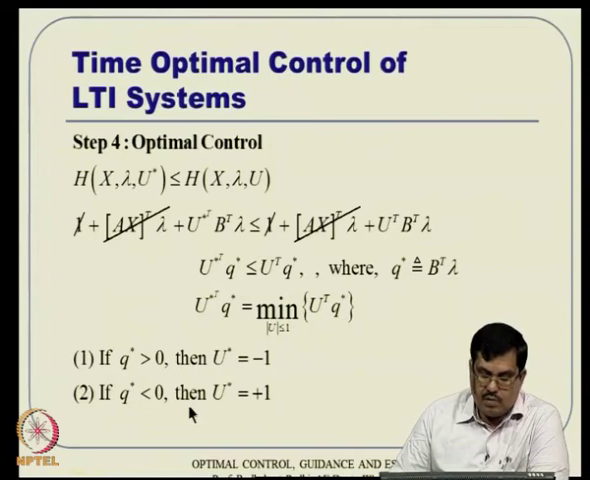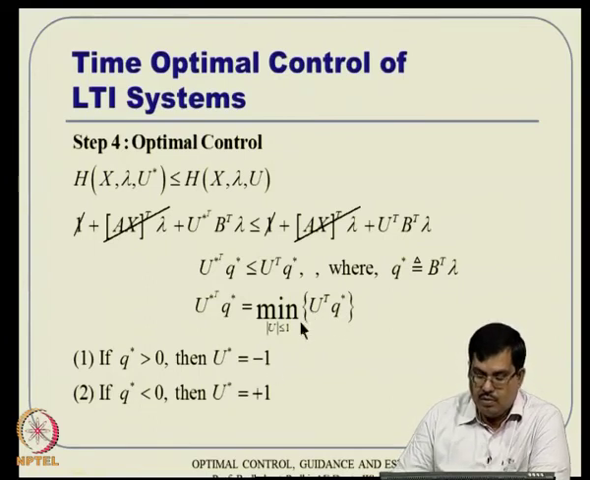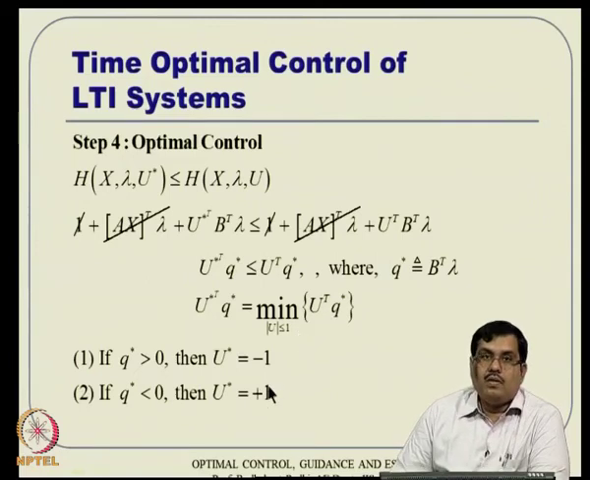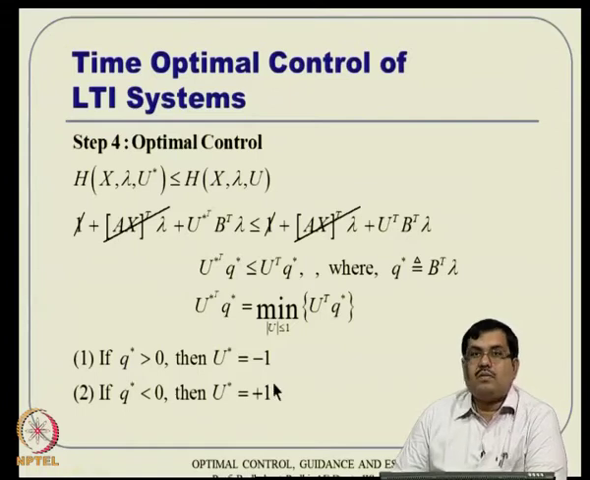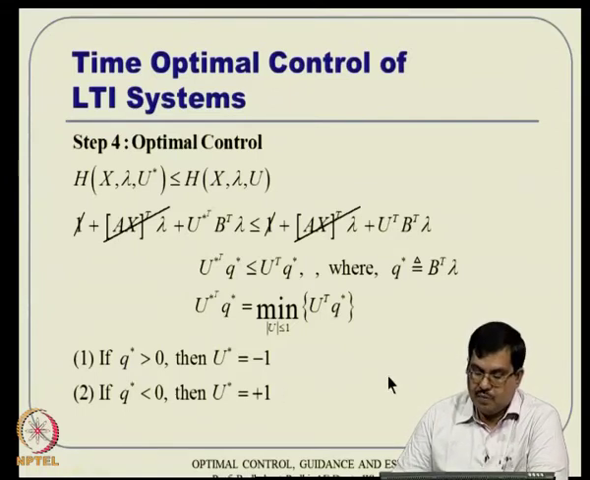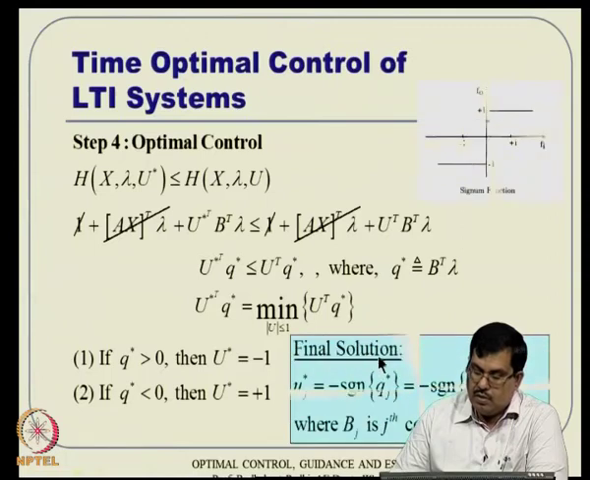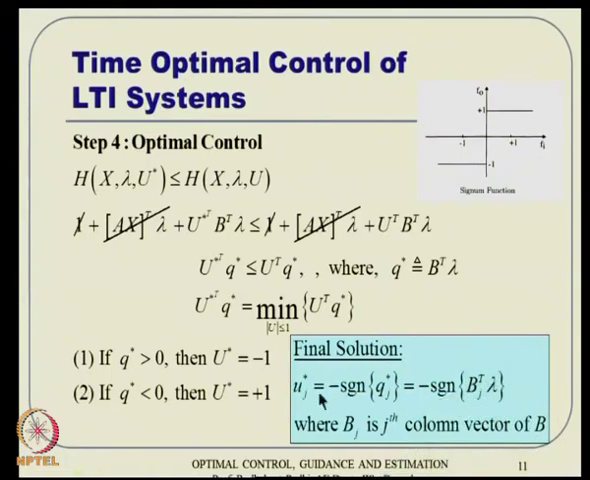And if q star is negative, I can do the reverse and I can still obtain the minimum by putting u equal to plus 1 actually. So, all that it boils down to is, as long as q star is positive, I simply apply minus 1, and if q star happens to be negative, then I will have to apply u star is plus 1. So, this can be written like this, final solution uj star, component wise again, the signum of qj star with a negative sign. If this happens to be positive, then I will apply negative; if it happens to be negative, I will apply positive.